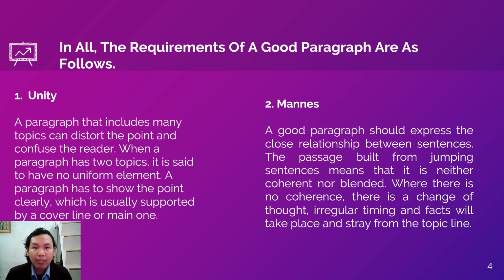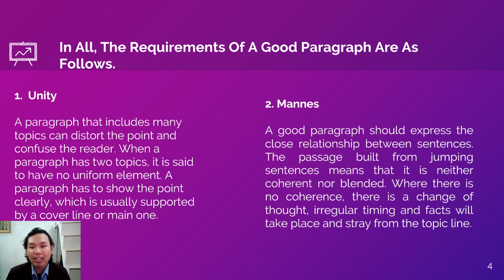Now, after I mentioned the requirements before, now I want to explain to you their definitions. The first one is unity. Okay, a paragraph that includes many topics can distort the point and confuse the reader. So if you put another topic in one paragraph, then the paragraph will lose the main point, okay, and confuse the reader. When a paragraph has 2 topics, it is said to have no uniform element.